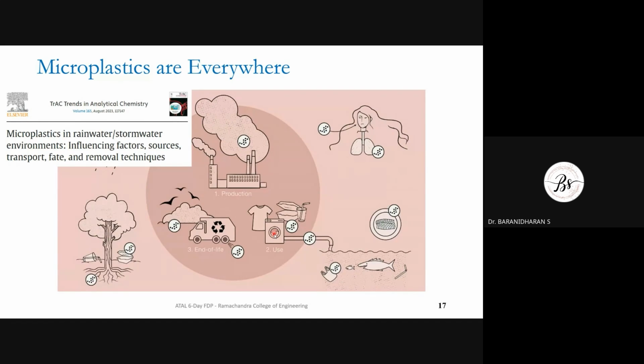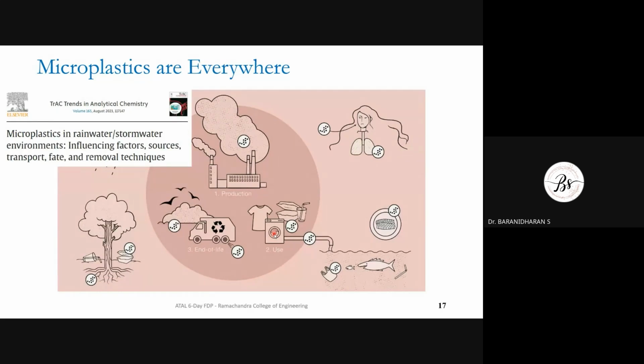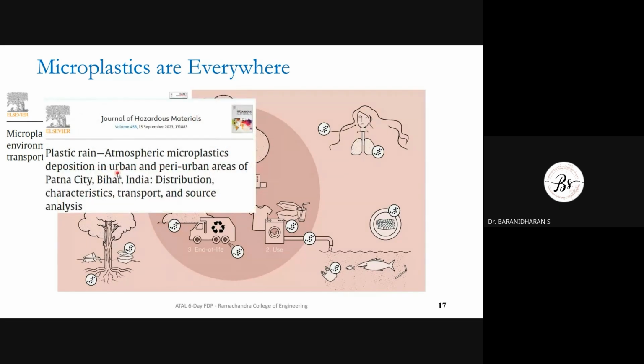To name a few, some people might disagree, since we have not seen it, but still, having those in the environment is a big risk. Yes, there are studies which have documented their presence in rainwater as well as stormwater. A recent study in India itself quantified the concentration and distribution of these microplastics in a rain event. Urban and peri-urban areas were compared, and microplastics were detected in the rain event.